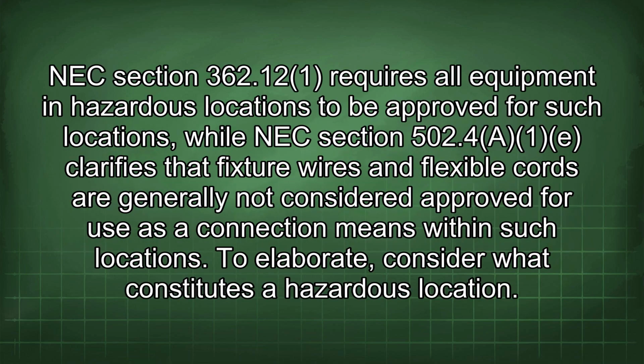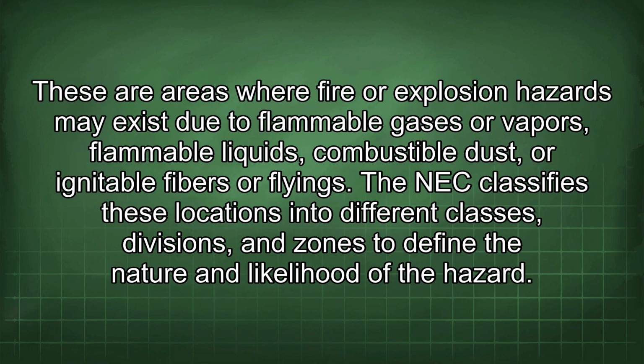NEC section 362.12 requires all equipment in hazardous locations to be approved for such locations, while NEC section 502.4 A&E clarifies that fixture wires and flexible cords are generally not considered approved for use as a connection means within such locations. To elaborate, consider what constitutes a hazardous location. These are areas where fire or explosion hazards may exist due to flammable gases or vapors, flammable liquids, combustible dust, or ignitable fibers or flyings.